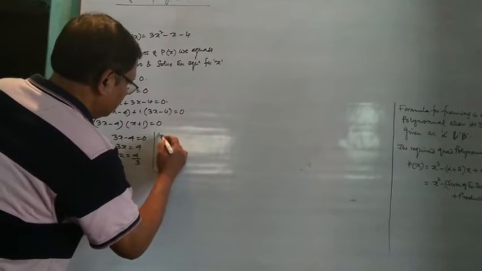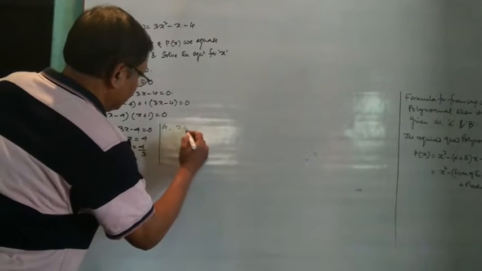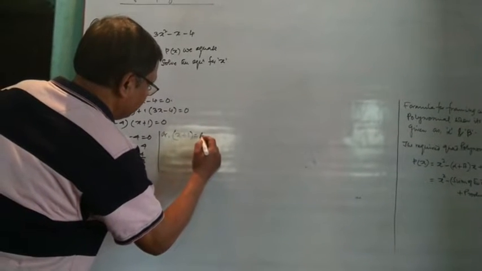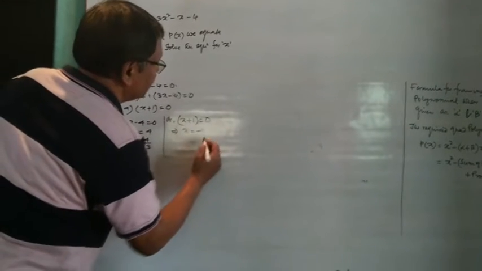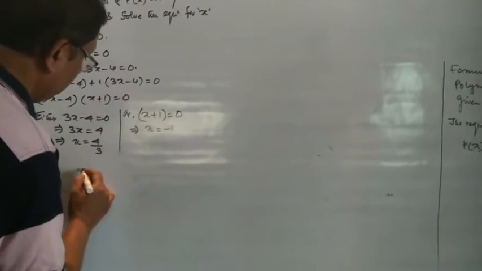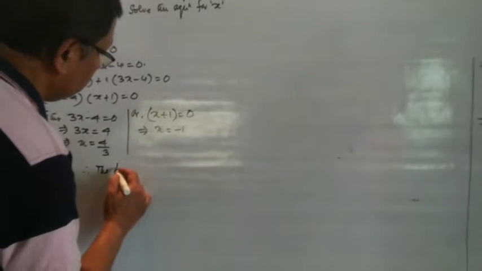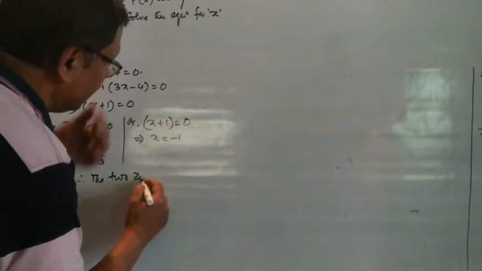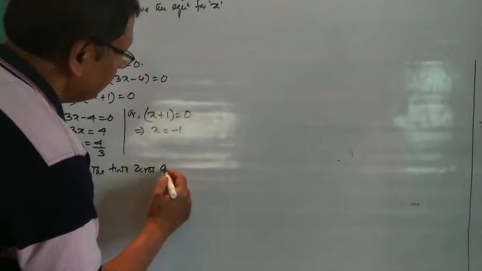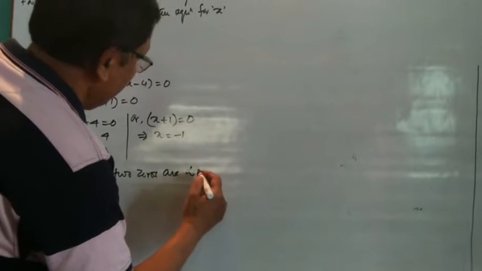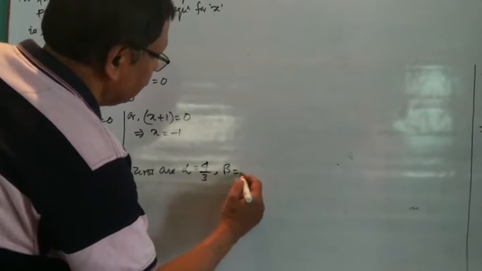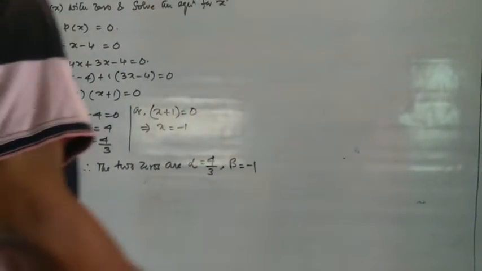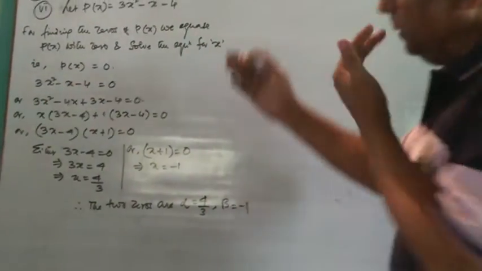Or x + 1, that is the second factor, is equal to 0. That will give us x = −1. Therefore, the two zeros are alpha = 4/3 and beta = −1. So two zeros we have got.